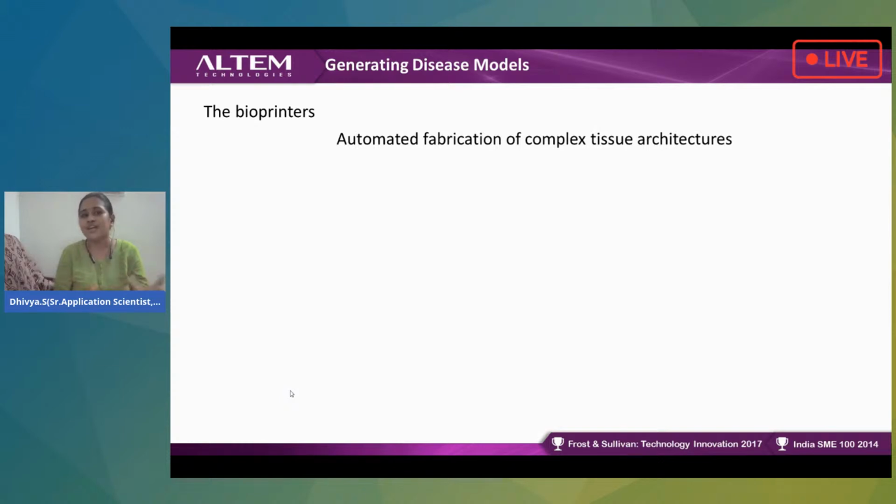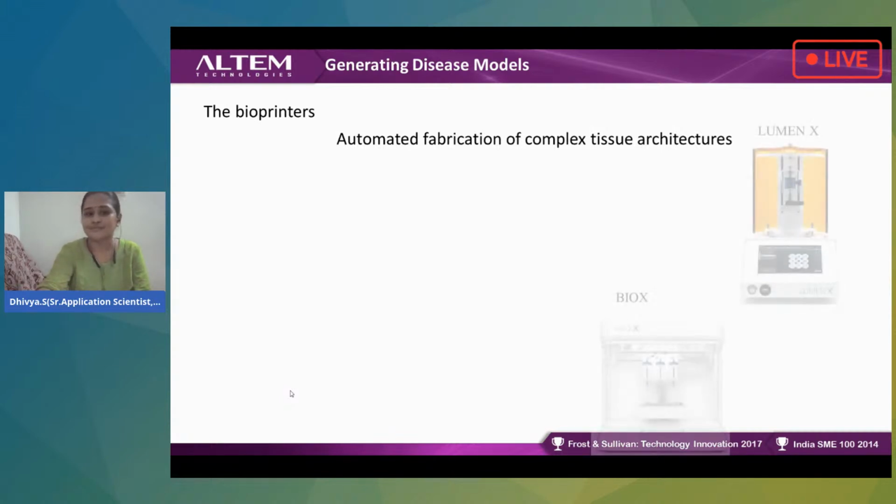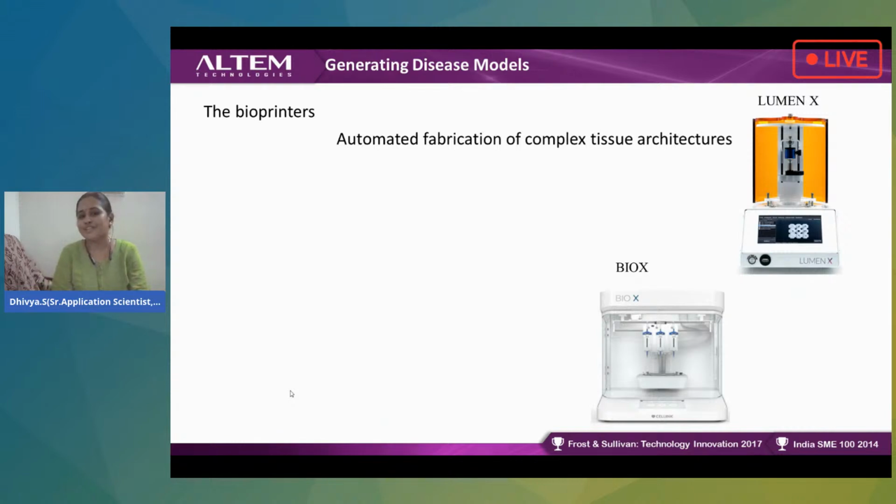A bioprinter will behave and give an environment like our biological systems, and it is going to be automated, because our system is very complex. We have cells connected with blood vessels, tissue, nerves, and everything. So it is a very complex network of tissues. One can have automated fabrication of any kind of tissue textures and architectures by utilizing bioprinters. Luminex's BioX will help you generate the disease models.